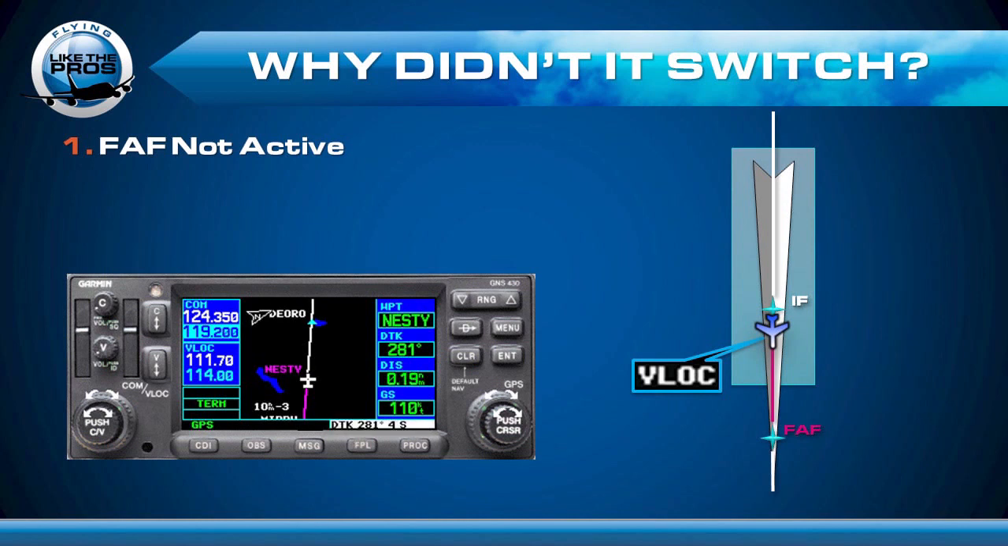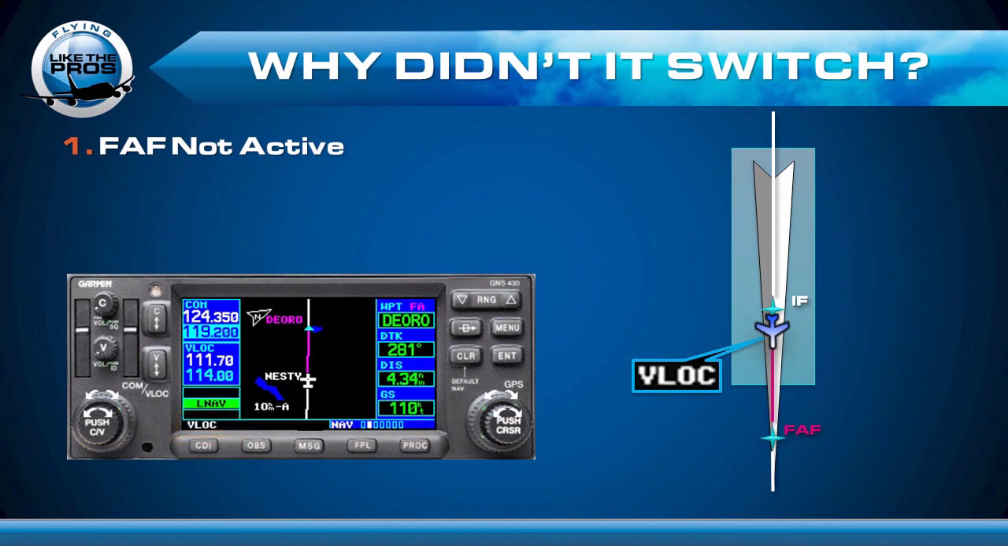So now, when the airplane passes over Nesty, and Dioro becomes my active waypoint, there it is. The final approach fix is the active waypoint. Note that the CDI automatically switches from GPS to V-lock.